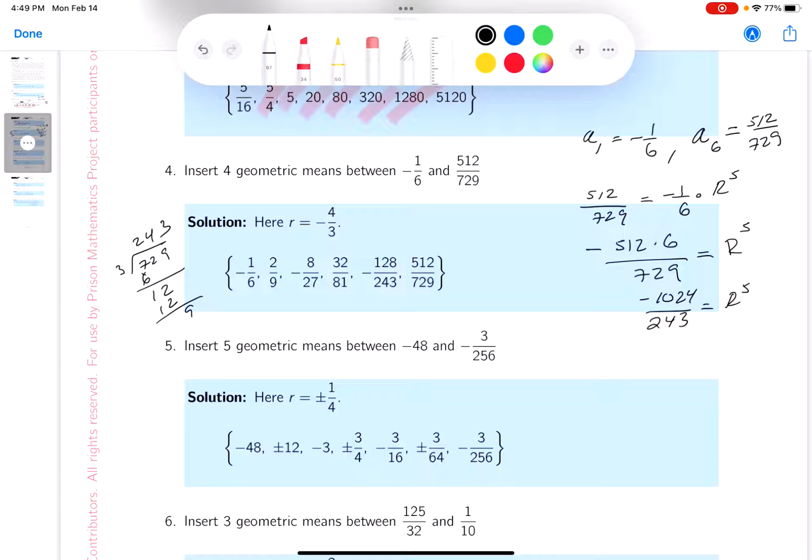All right? Now, again, I'm looking at it, and you should have some sense of the numbers over here. I'm going to say the bottom number is 3 to the 5th power. And the top number, I'm going to say, is minus 4 to the 5th power. So what's R? Well, it's pretty simple. R is going to be equal to minus 4/3.